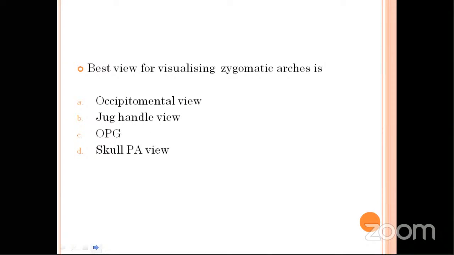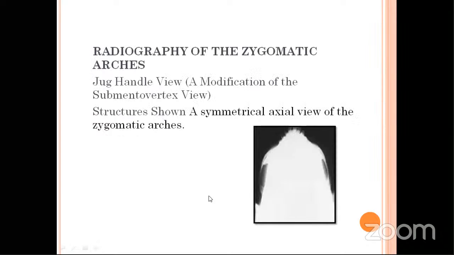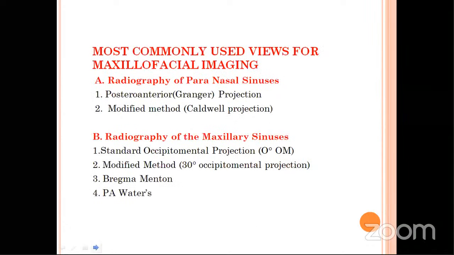So some questions from extraoral radiography. Let's see. The best view for visualizing zygomatic arches is jug handle view. Okay, correct one. So it's a modification of submental vertex view where the exposure is 1/3 to see especially the fracture of the zygomatic arch. So these are all the most commonly used views in the maxillofacial imaging, and you may get a question by changing just the names. Okay, Caldwell projection, Allen Granger projection.